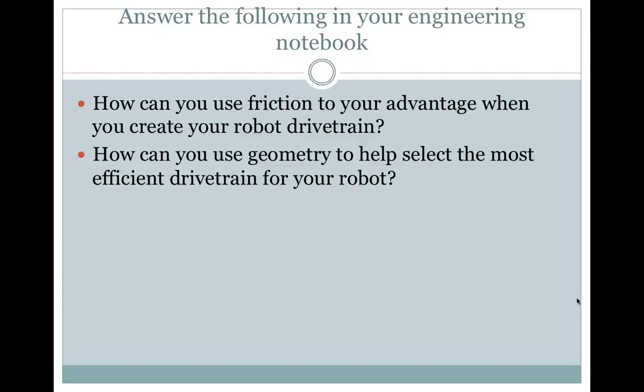How can you use friction to your advantage when you create your robot drivetrain? And how can you use geometry to help select the most efficient drivetrain for your robot?